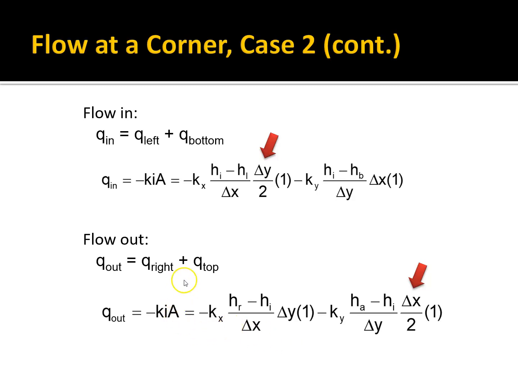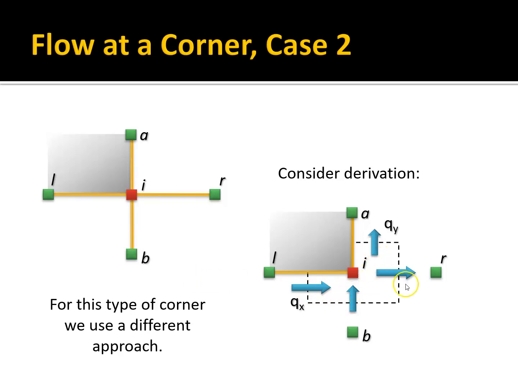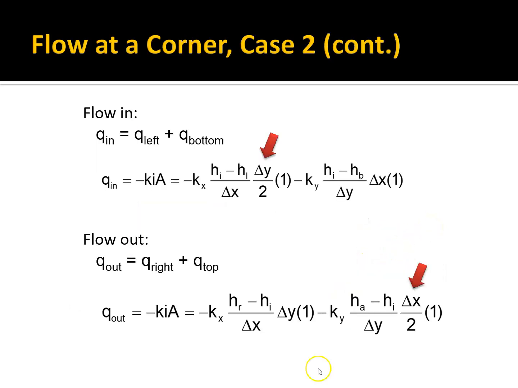Excuse me, I'm doing this wrong. The flow in is this one plus this one. The flow out is this one plus this one. So the flow out is qx over this entire delta y, and the flow out is qy, which is applied over 1/2 of the delta x. So here's the term going out the right side. Here's the term going out the top.